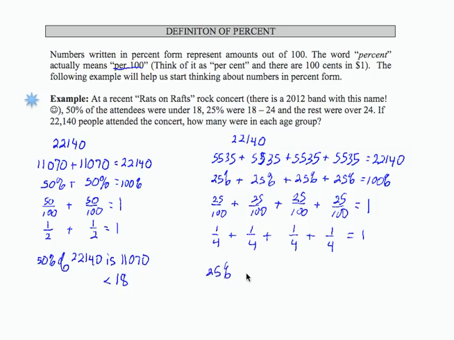So 25% of 22,140 equals 5,535, and that tells us the number of people in the 18 to 24 group and the greater than 24 group. So notice if I take those two groups and add, I get the 11,070 plus the 11,070, which was the 50%, and that gives me back my initial value.